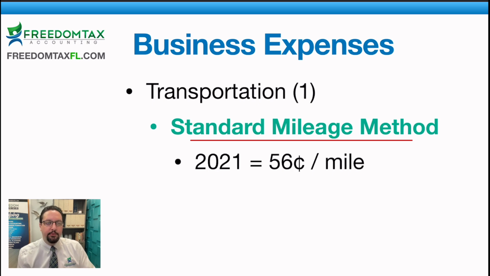Basically, you need to keep track of the miles that you drove for your real estate business. And for 2021, you get a 56 cents per mile deduction. Okay, now this is the simplest form, but here you cannot deduct gas, repairs, the car payment, or maintenance. None of that can be deducted because this formula includes all that.